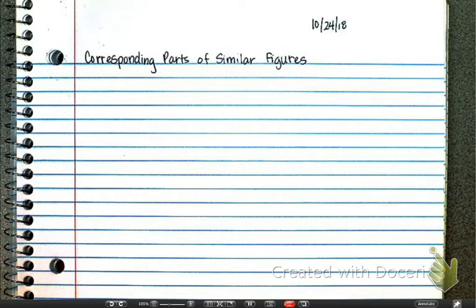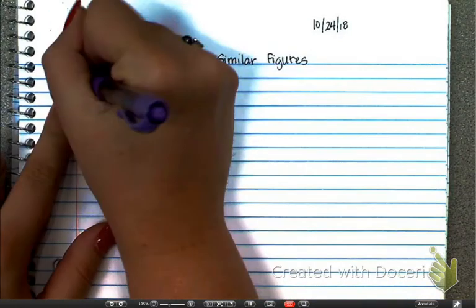Corresponding parts of similar figures. So when we were looking at scale factor in the last unit and we were comparing parts, what did we compare? What did we actually compare? The side lengths, right? So you looked at a figure, whether it was a sphere or a triangle or a rectangle, and you compared side lengths. So that was one thing we compared.